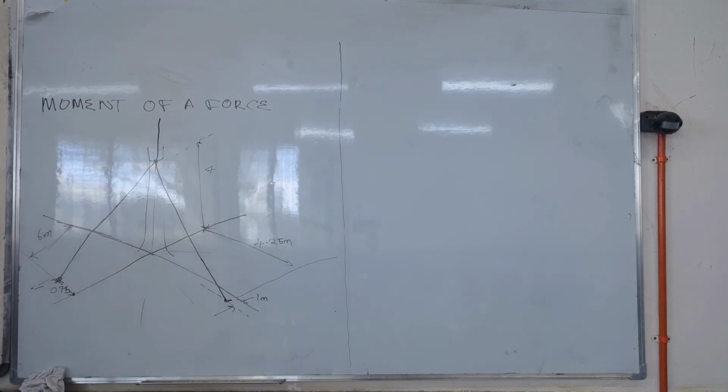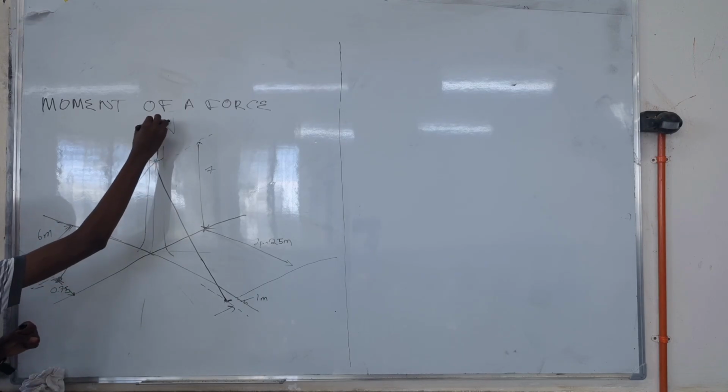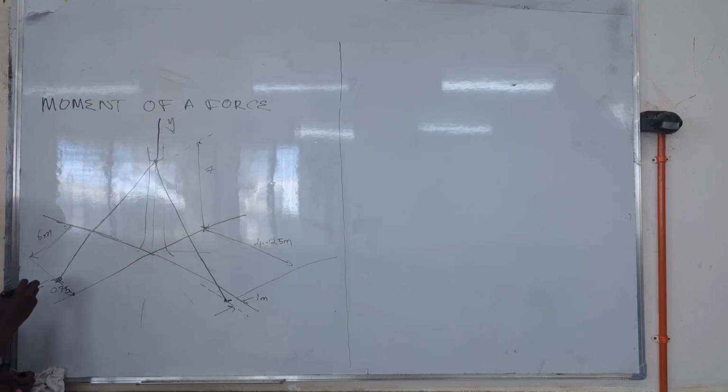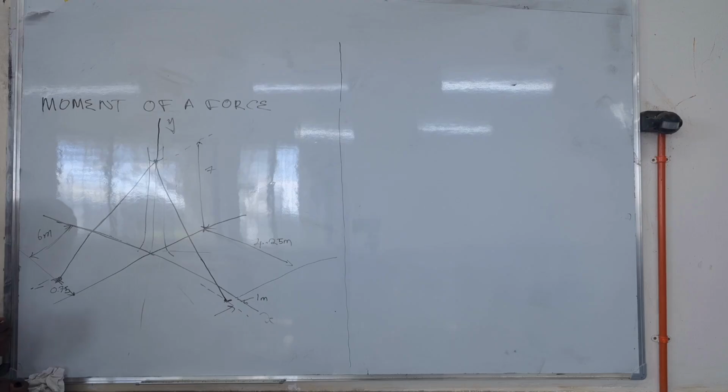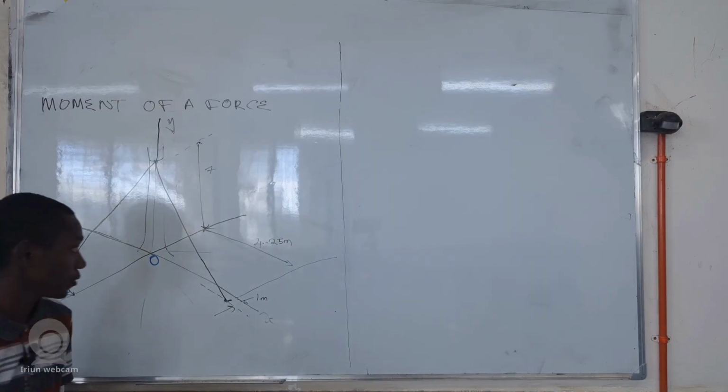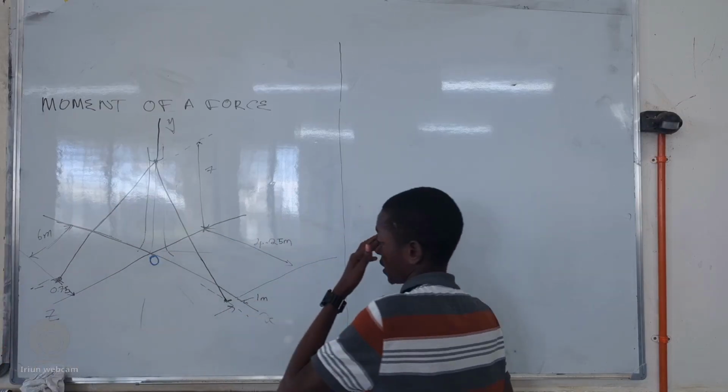I've covered everything, right? Okay, this is the y. This is x, and where is z? This one here, and this is our origin. Okay, so we will base our model for 3D on this question.